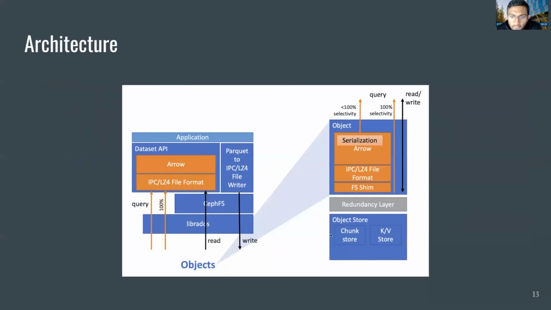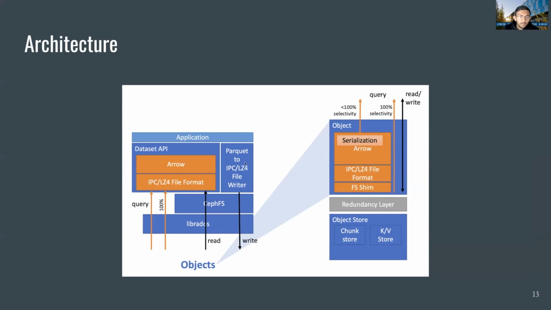Now we discuss the architecture of Skyhook. In Skyhook, there are two layers: the client layer and the storage layer. On the storage layer, at the very bottom, there is the object storage layer, which serves blobs of data without any semantics attached to them. Now above the object storage layer, there is an object context, and the object context has embedded object class methods, which use Apache Arrow libraries to scan these blobs of data. Since we use Apache Arrow, we can scan files or objects of any format, such as IPC, LZ4, Parquet, etc. And all this scanning happens through a file system shim.